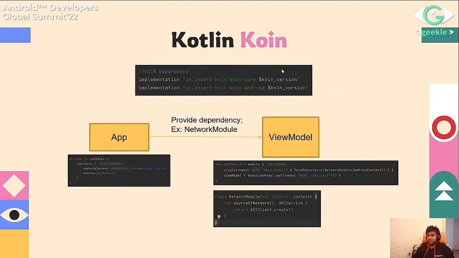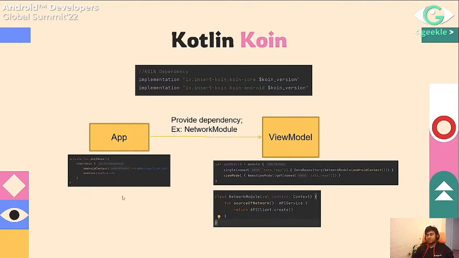For that, we need to implement Kotlin Koin core and Koin Android dependencies in the build.gradle file. And from the application class, we can start Koin using the startKoin keyword. In the startKoin block, we can add multiple modules.